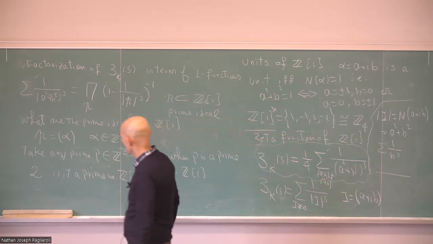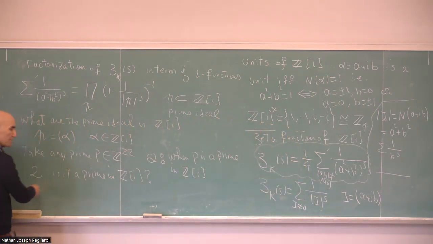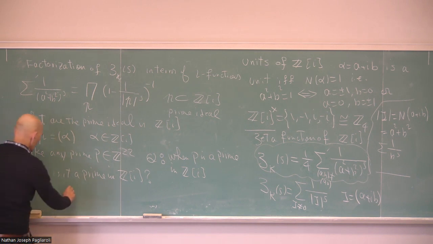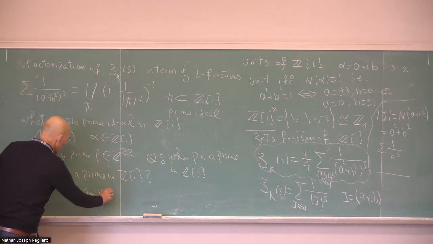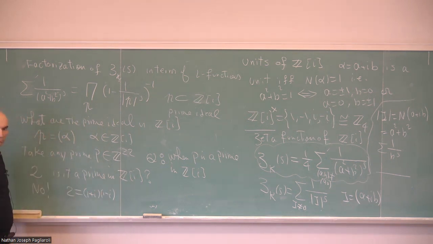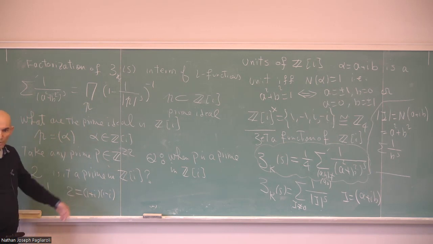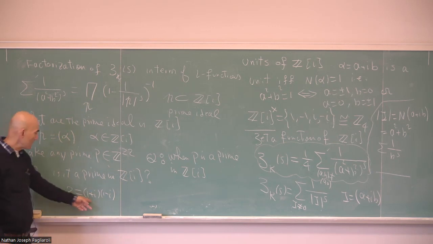The answer is no, because 2 can be written as (1 + i) times (1 - i). And this is not a unit, because we know the units are only those 4 units we discussed. And it's not a unit. So 2 is not a prime.